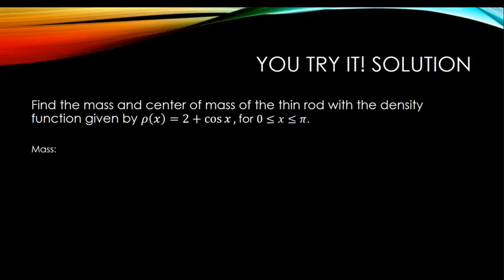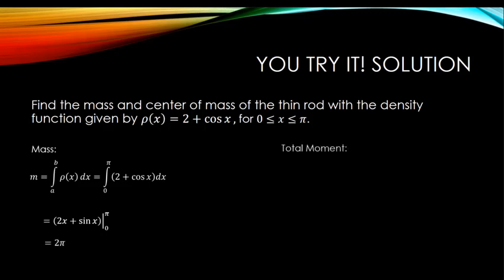I first need to compute my mass. Little m is given by the integral from a to b of rho of x dx. My limits of integration go from 0 to pi, so I have an integral from 0 to pi of the quantity 2 plus cosine x dx. I integrate that and I get 2x plus sine of x evaluated from 0 to pi, which gives me 2 pi.